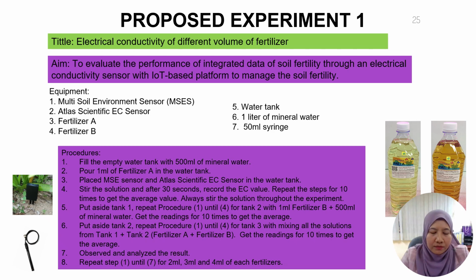For the equipment, we are using the MSES sensor and Atlas Scientific ISE sensor, and then we use two kinds of fertilizer, which is fertilizer A and B, then a water tank and 1 liter of mineral water to mix with the fertilizer, and then 5 ml of shearing to calculate and to mix all the solutions.